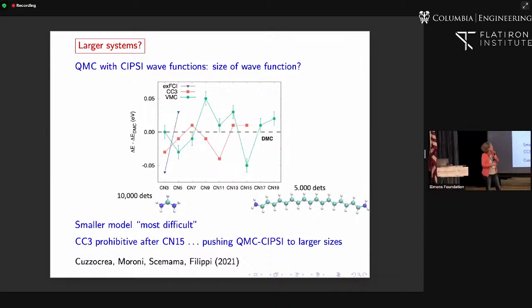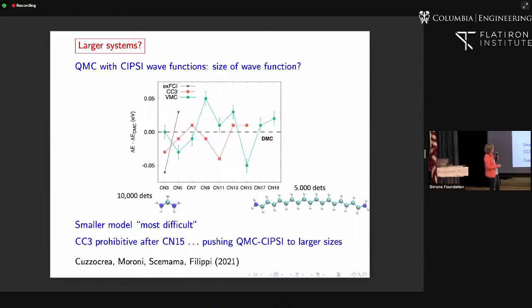Indeed, here I'm taking diffusion Monte Carlo as the reference. The red is the coupled cluster, so they're very close to us. And variational Monte Carlo, as you can see, is always very close to diffusion Monte Carlo. I mean, the scale here is chemical accuracy, 0.05 eV.